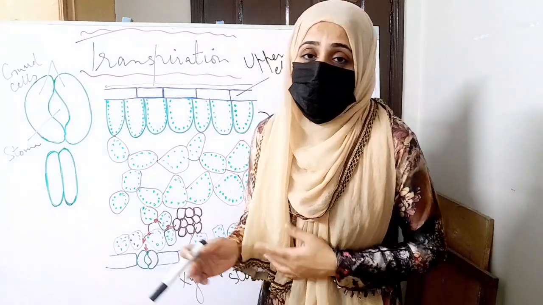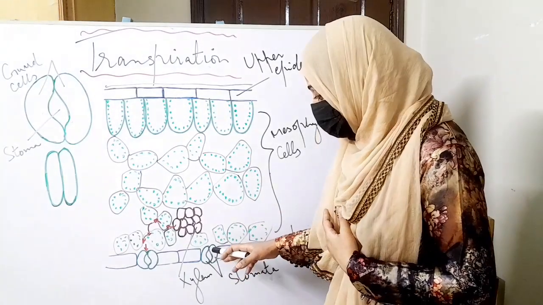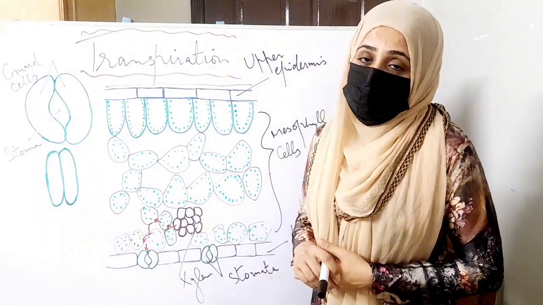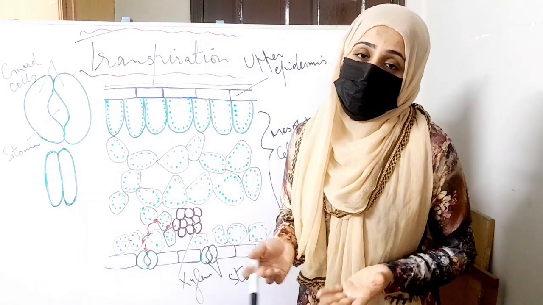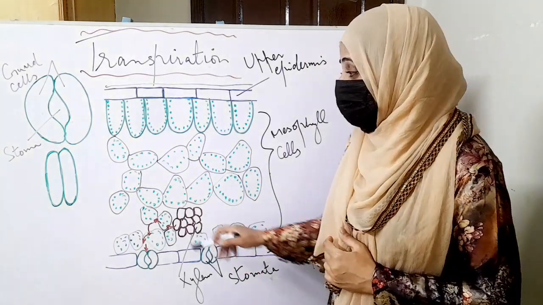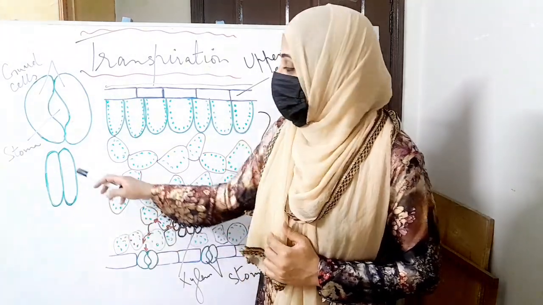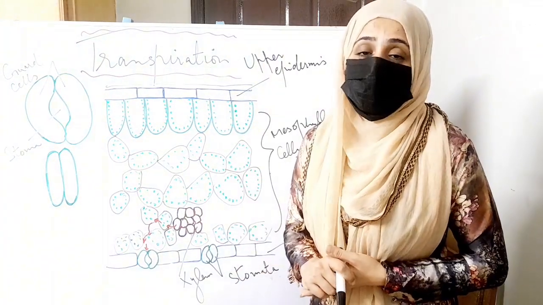In the night time, as we know that there is no photosynthesis, the solute concentration in the guard cells decreases, as a result of which the solution in the guard cells becomes hypotonic, and due to the hypotonic solution, the water is drawn from the guard cells, as a result of which the guard cells become flaccid and the stomata are closed. So in the night time, there is no transpiration.